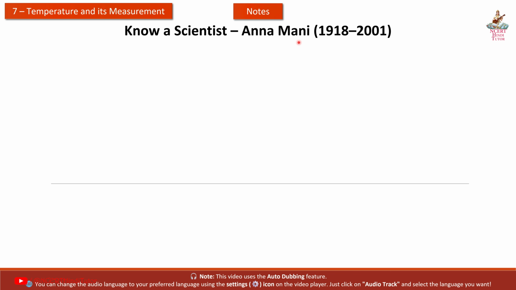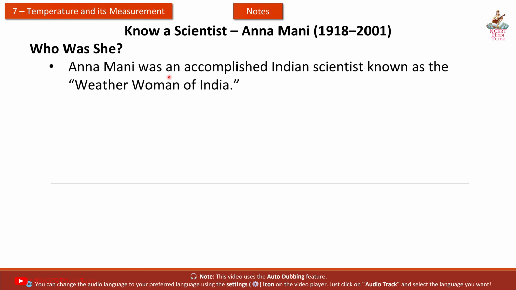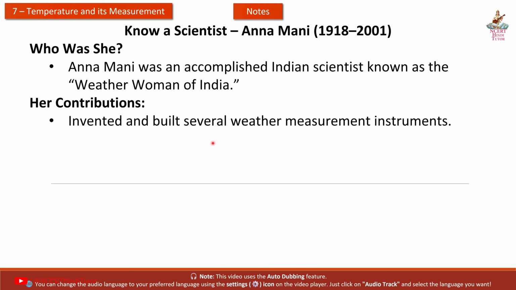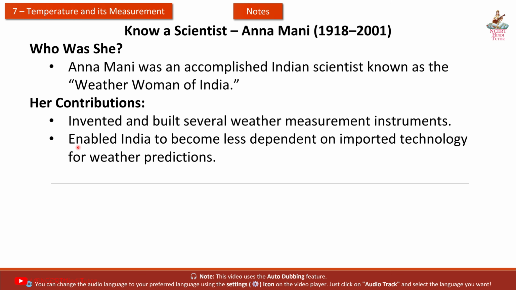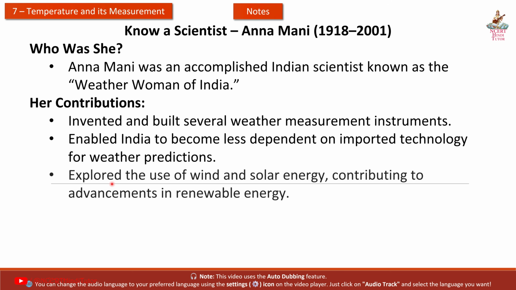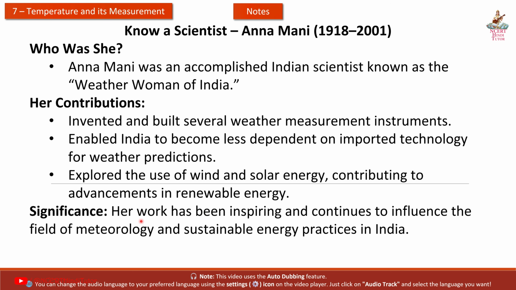Know a scientist: Anna Mani, 1918 to 2001. Who was she? Anna Mani was an accomplished Indian scientist known as the Weather Woman of India. Her contributions: she invented and built several weather measurement instruments, enabled India to become less dependent on imported technology for weather predictions, and explored the use of wind and solar energy, contributing to advancements in renewable energy. Significance: her work has been inspiring and continues to influence the field of meteorology and sustainable energy practices in India.